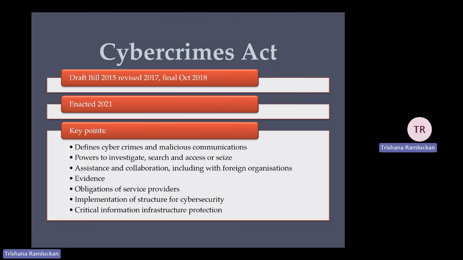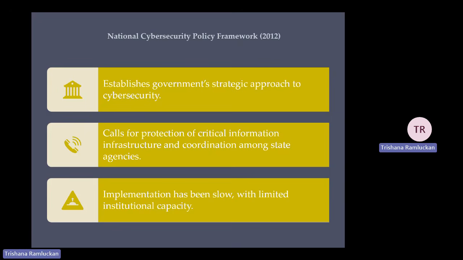We also look at the implementation of structure for cybersecurity, your critical infrastructure protection as well. So the next one is your cybersecurity policy framework, which came out in 2012, which establishes government's strategic approach to cybersecurity. It calls for protection of critical information infrastructure and coordination among state agencies. It deals with the implementation, which has been slow with limited institutional capacity. Capacity is also a huge issue.